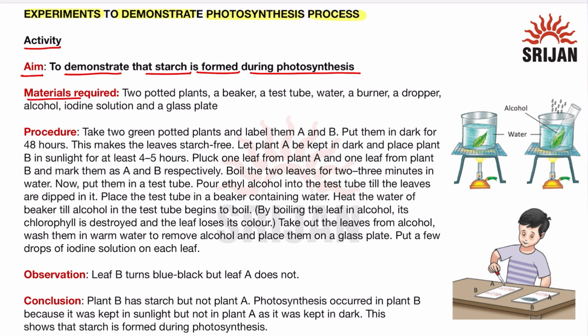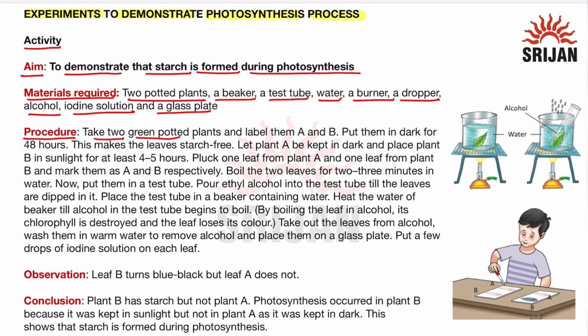Now materials required for this activity are two potted plants, a beaker, a test tube, water, a burner, a dropper, alcohol, iodine solution and a glass plate. Now let us study the procedure.